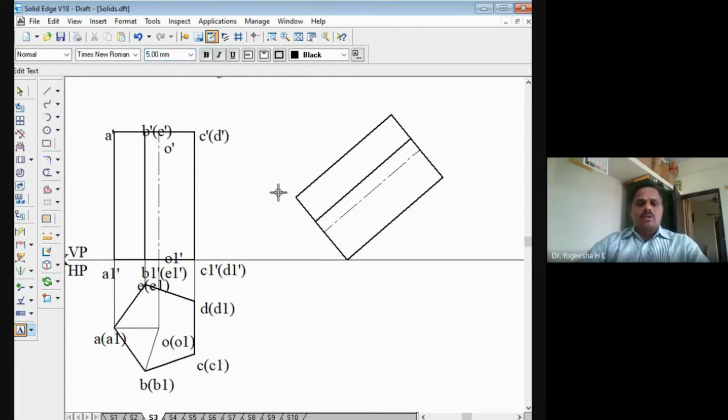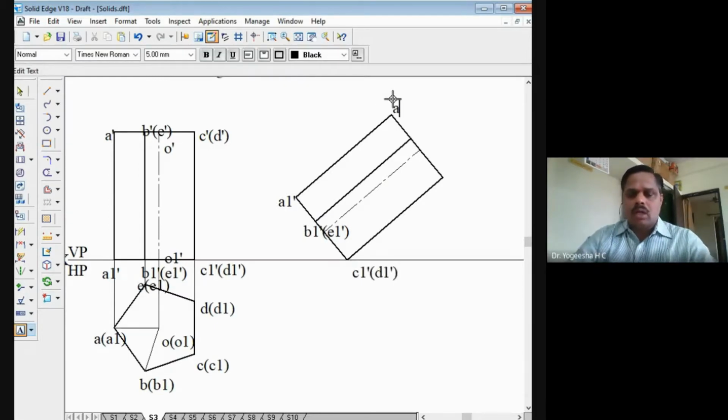So this point is A1 dash. So this point is B1 dash in the bracket E1 dash, and this point is C1 dash in the bracket D1 dash. Here also same thing. You can mark A dash. This point is B dash in the bracket E dash, and this point is C dash in the bracket D dash. Axis points also I can mark here. So this is the point O dash, and here is the point O1 dash. All points in the front view I have marked now.